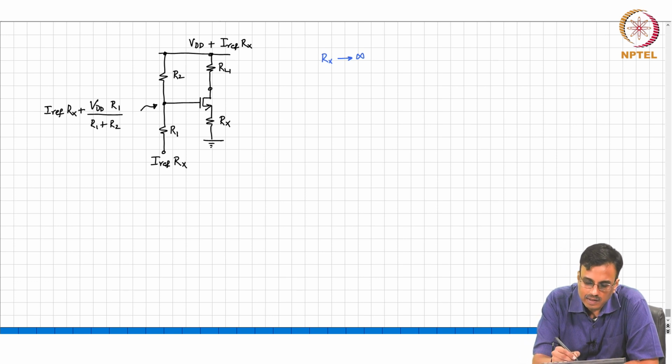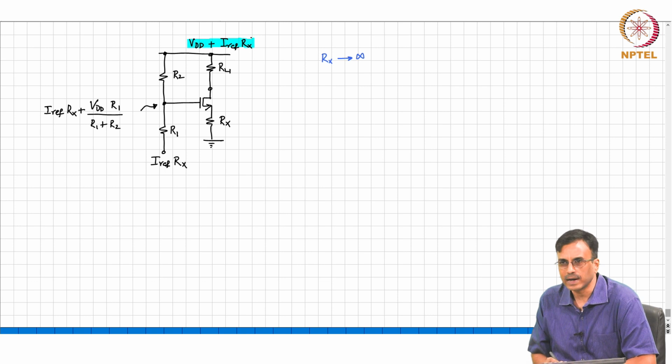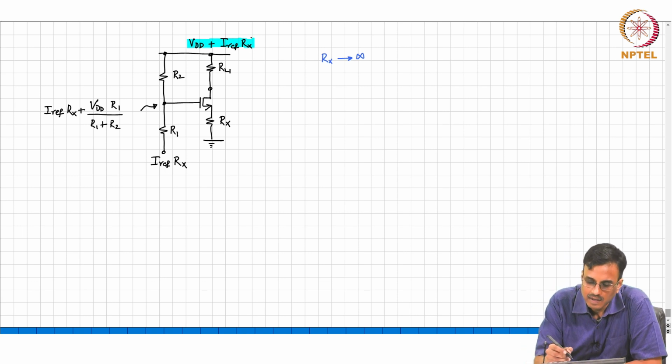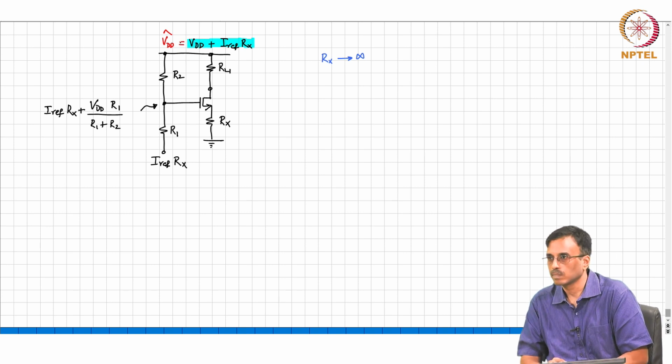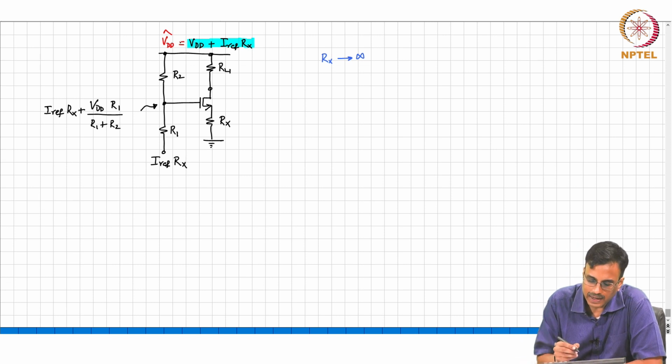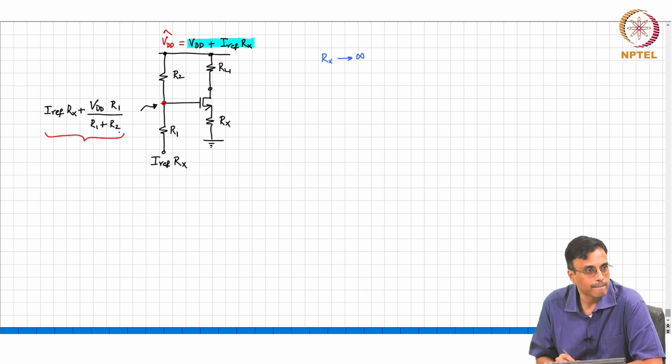We can call this guy, instead of calling this VDD plus Iref times Rx, we can call this, say, VDD hat. Correct? All right. What comment can you make about this voltage? We want that to be this character here.